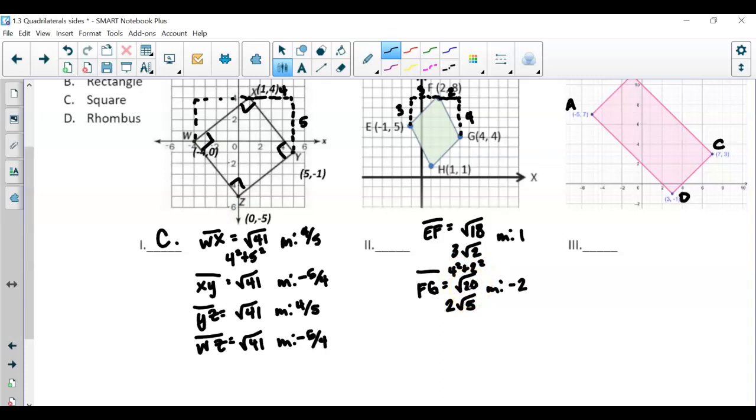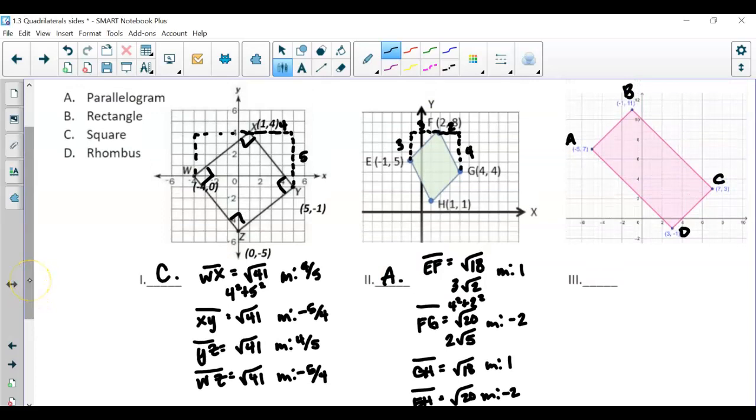square root of 20. Then here you should have noticed those opposite sides were the same. So side GH, you should have gotten the square root of 18 with a slope of 1. And side EH, you should have gotten the square root of 20, or again simplified, with a slope of -2 here, which means now we do not have right angles, but the opposite sides are the same and they are parallel. So this was your parallelogram, which is A.